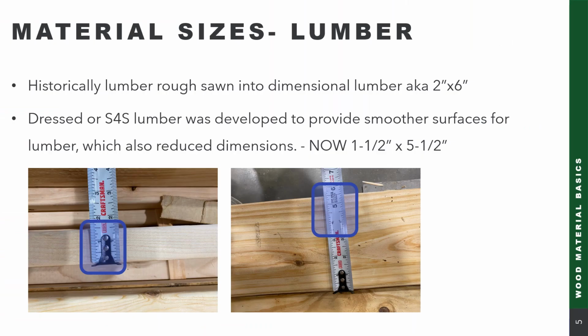Historically, lumber was rough sawn into dimensional lumber, aka 2x6. And if we go back to the late 1800s, a 2x6 was actually 2 inches by 6 inches. And then as we migrated into the 1900s, people started dressing or surfacing the lumber to make it smoother. And one of the net effects of that is that the dimensions were reduced. So in today's world, a 2x6 is actually 1.5 inches by 5.5 inches, as you can see by the images below.